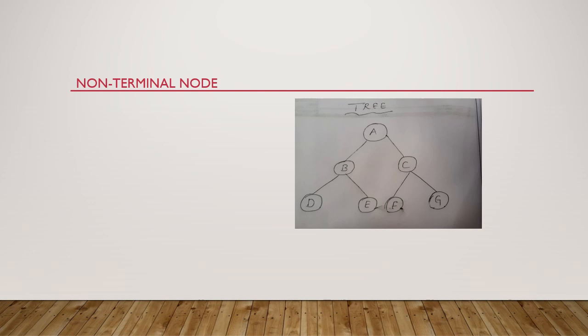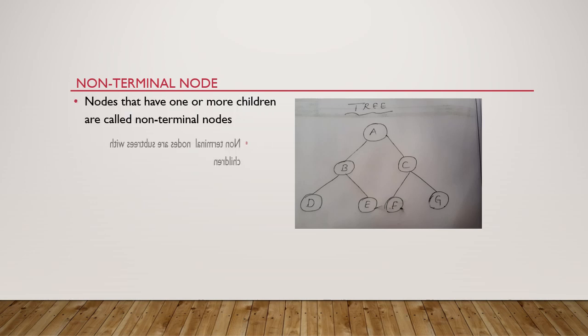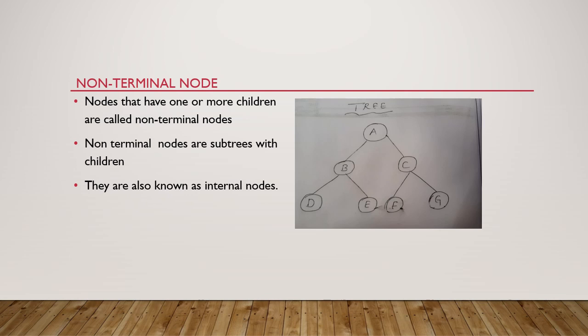Non-terminal nodes are nothing but the parent nodes, where each and every node should have one or more children. That we are going to call the non-terminal nodes. Non-terminal nodes are subtrees with children. Okay, and we can call these non-terminal nodes or internal nodes also. What are the internal nodes? That means those nodes are not external. In this particular example, internal nodes are A, B, C. Only A, B, C are having children, but D, E, F, G are not having children. So only A, B, C are the non-terminal nodes.